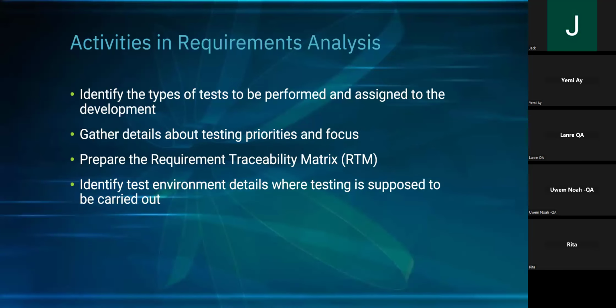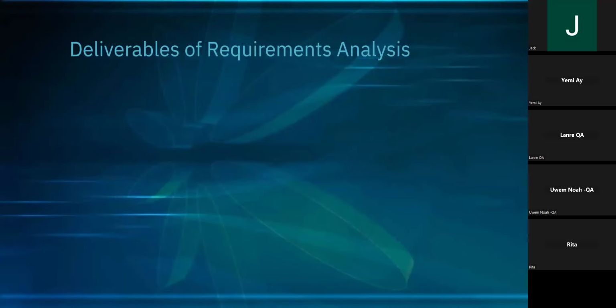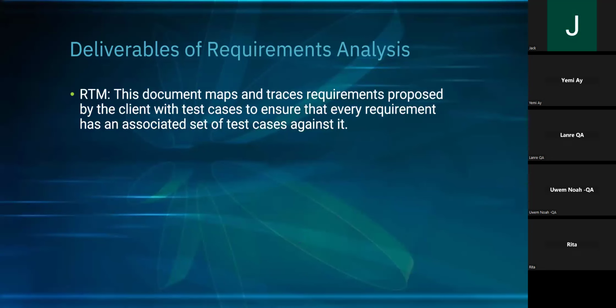Identify test environment details where testing is supposed to be carried out. Conduct automation feasibility analysis if needed. So you'll understand that. So those are the activities. Deliverables of requirement analysis: RTM, requirement traceability matrix. This document maps and traces requirements proposed by the clients to test cases.